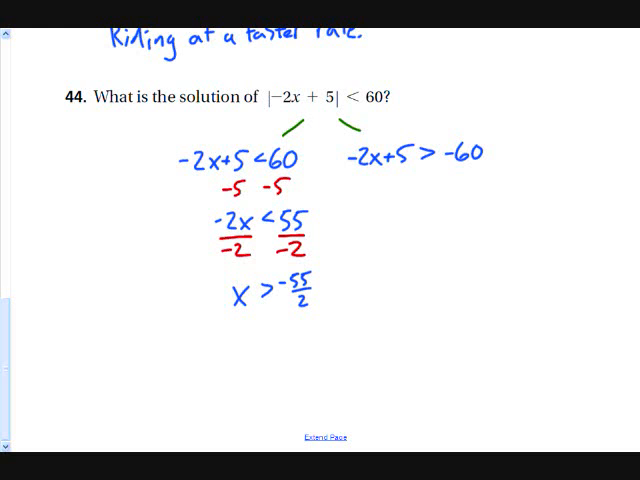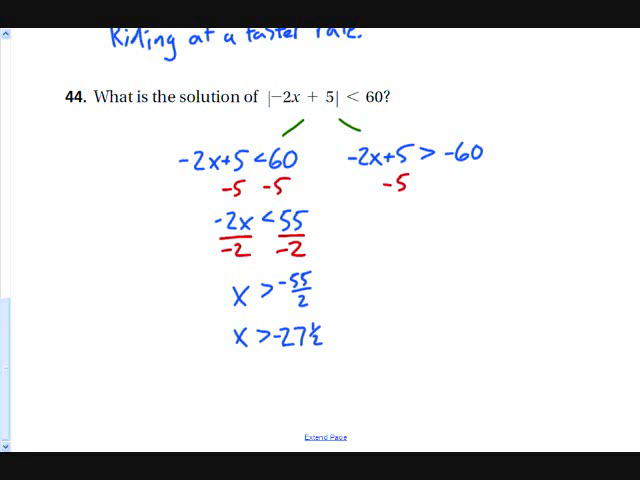If we wanted that as a mixed number, that might be helpful for graphing this. Or we could write it as a decimal. That would be fine also. Looks like a 27.5, or a negative 27.5. All right, I'm going to write it as a mixed number just for graphing purposes. And then over here, I got to do the same thing.